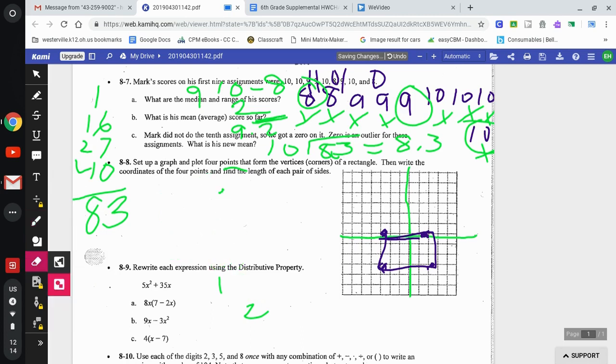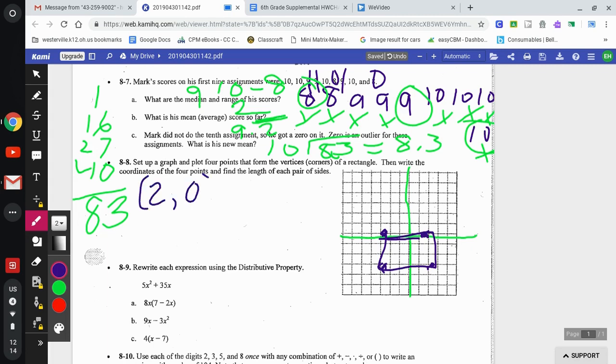So looking at the rectangle that I drew, or if you drew your own, you can kind of check over. Starting at 0, 0, I went 1, 2. So 2, 0 would be one of my coordinates. Going this way, I got 1, 2, 3. Negative 3, 0.